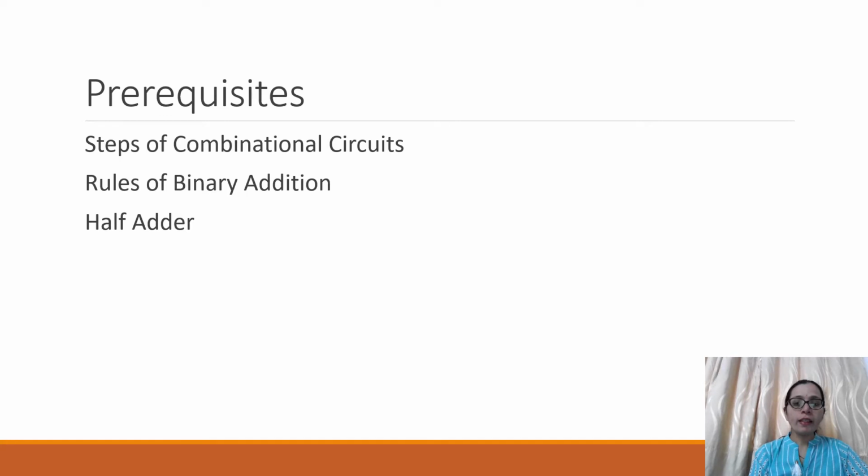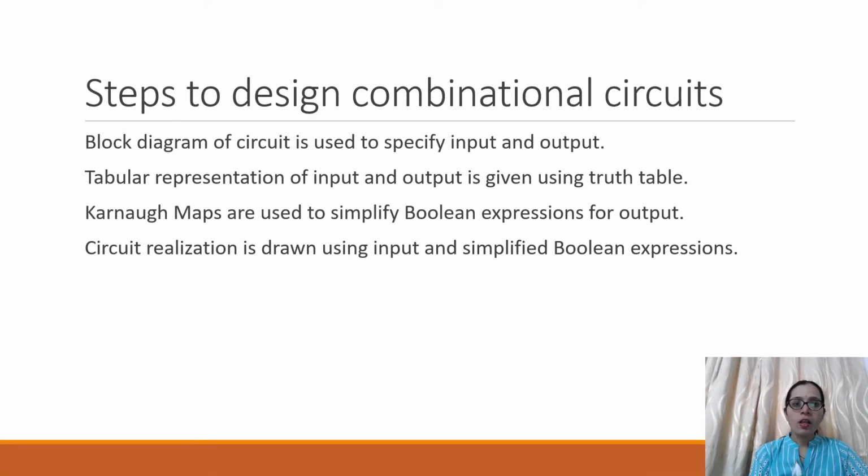Before starting with the design of full adder, let us see the prerequisites: the steps required for combinational circuits, the rules for binary addition, and the half adder. So these are the three prerequisites that are required before starting with the full adder. Let us see them one by one. As we all know, full adder is a type of combinational circuit. Therefore, which are the different steps that are needed to design combinational circuits? First, we will see that.